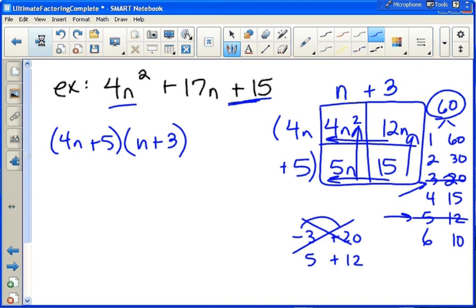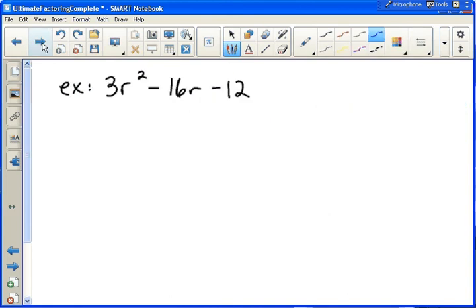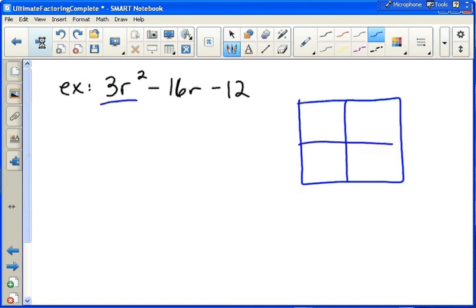Next up, we have 3r squared minus 16r minus 12. So I set up my box that has 4 parts. I put the first term in the first box. I put the last term in the last box. So this time, 3 times negative 12 is negative 36. We need to keep in mind it'll need to multiply to be a negative 36.